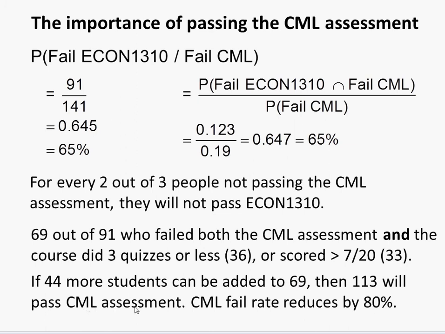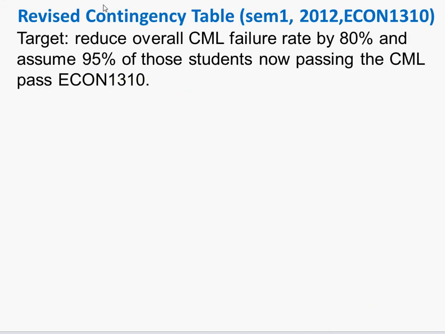So why 44? Well, what this 113 now passing the course who used to fail means is that I'll reduce those failing from 141 all the way down to only 28 if I get 113 of them to now pass. So that's an 80% reduction in the CML fail rate. And you think, wow, that's optimistic, isn't it, to reduce the fail rate by that much? Well, perhaps so, but I'm an optimistic guy. So if I did that, at least now I know what I've got to target. I want to try and reduce the CML failure rate right down.